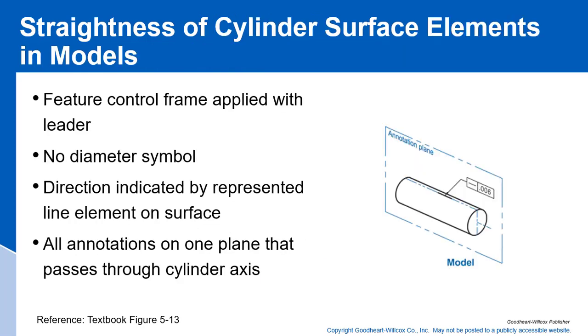Straightness model for surface elements in models. Okay, so a cylindrical surface element here, again, it's applied with a leader, it's applied with a directional line, and then we'll have our feature control frame with our characteristic and our size. No diameter symbol because we're dimensioning a surface, not a feature of size.